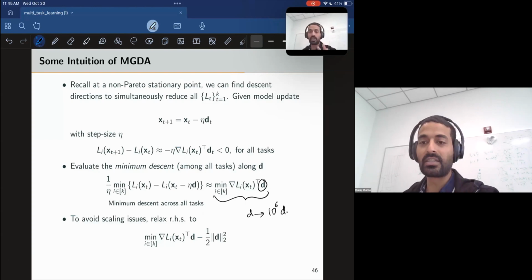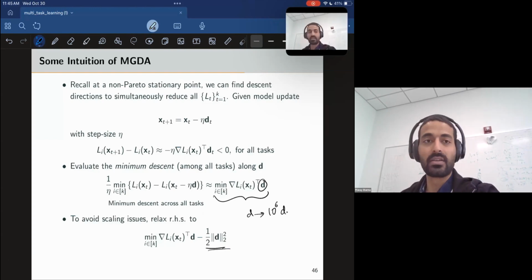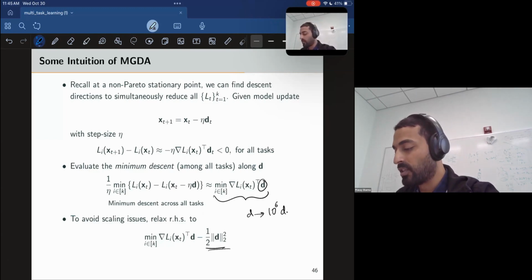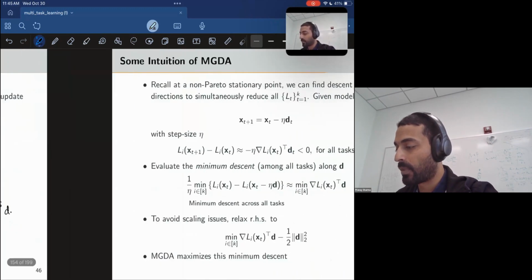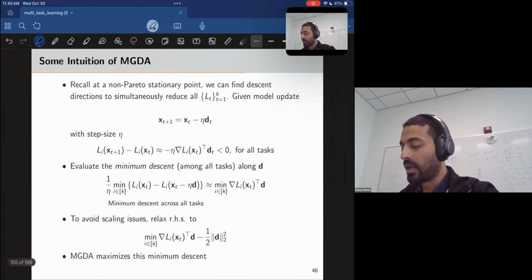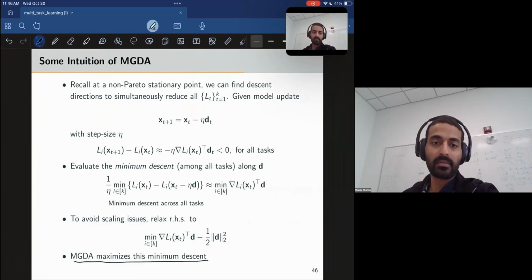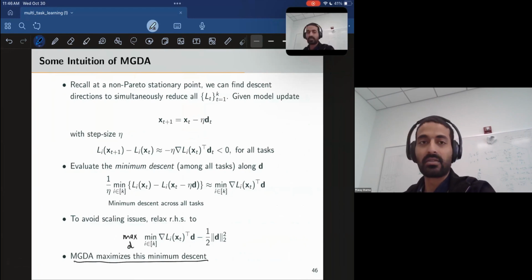So therefore, to avoid this kind of dishonesty, we also add a regularization here, right? So that we are kept honest. So now this is the minimum descent across different losses, and we add a regularization. And MGDA tries to maximize this minimum descent, right? So MGDA would try to find a direction which maximizes this.